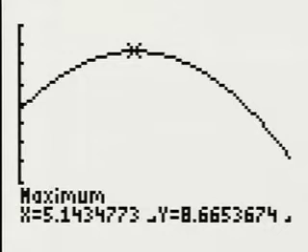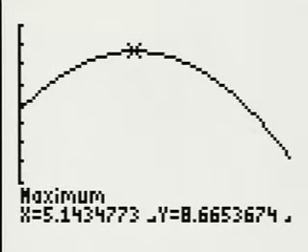So from our calculator, we can see that over this time period, the maximum interest rate was roughly 8.67%. And this occurred when x is 5.14. Remember that x is the number of years since 1992, so this means that that maximum rate occurred in 1997. So we get 5 plus 1992 is 1997.